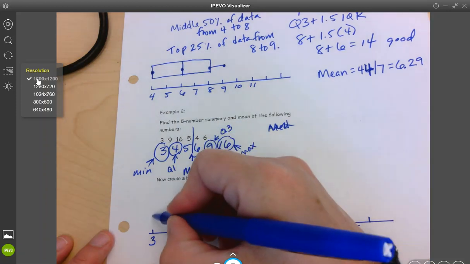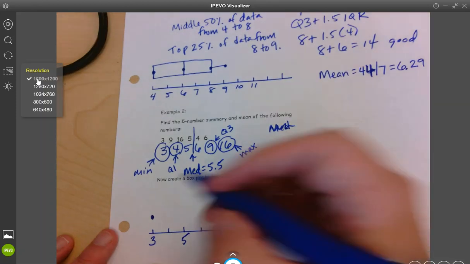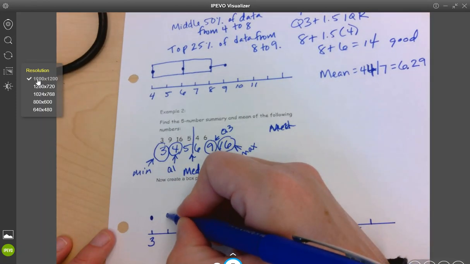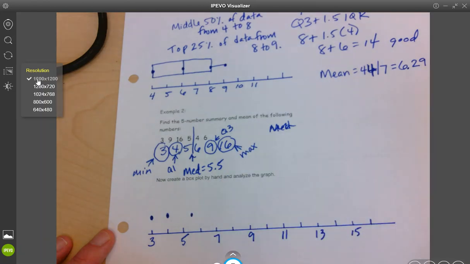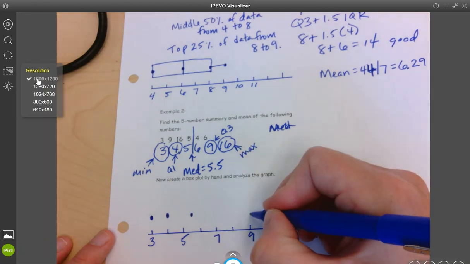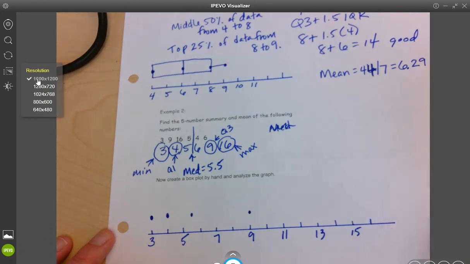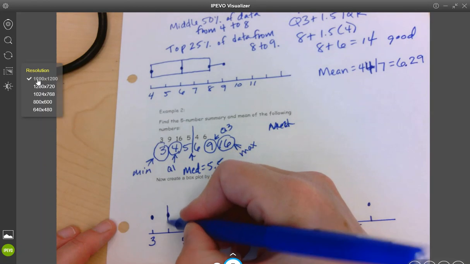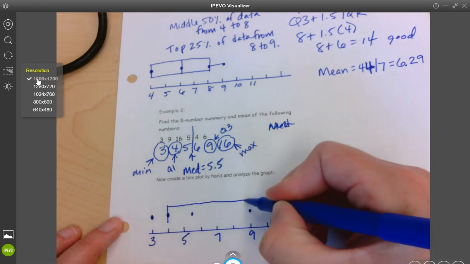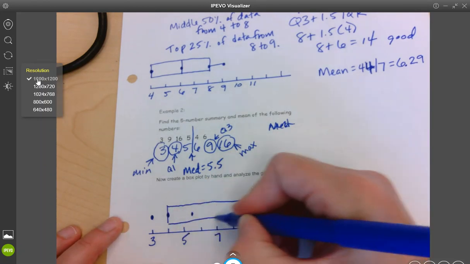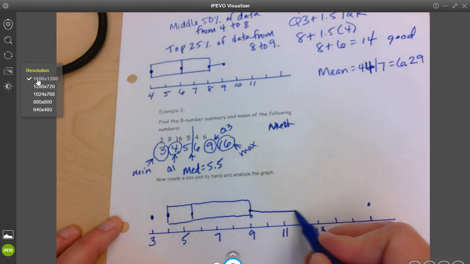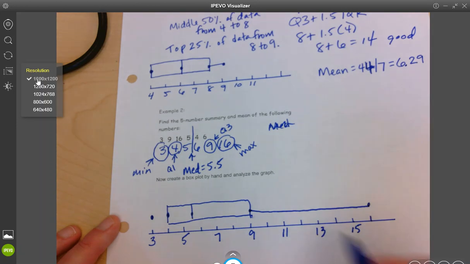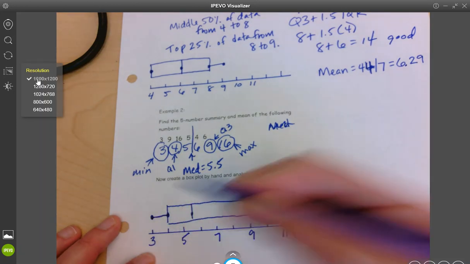All right, so I have my minimum at 3, that's a dot. And then I'm going to make a dot at 4, my Q1. And a dot at 5.5, my median. A dot at 9, which is my Q3. And then a dot at 16, which is my maximum. And then around the middle 3 dots, I do the box with the line that goes through the median. And then I do a whisker that goes from Q3 to the maximum, and a whisker that goes from the minimum to Q1.